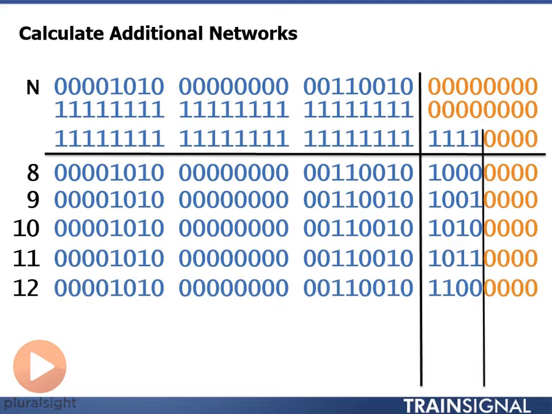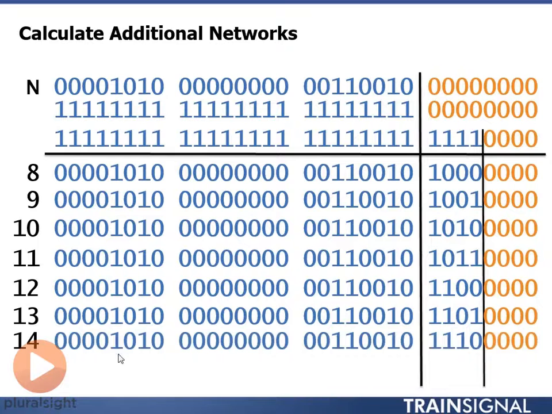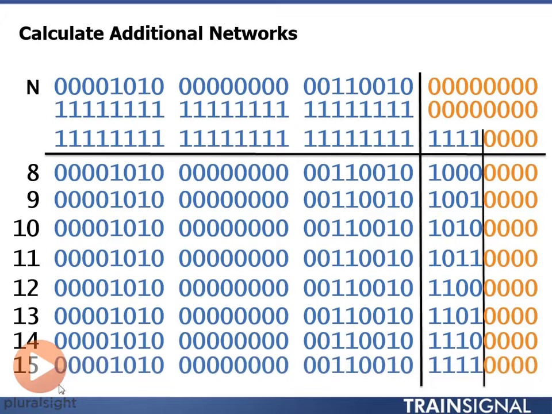Network number 12. 12 in binary is 1100. All zeros in our host portion is the network address. Network 13. Convert 13 into binary. Put it into our borrowed bits. All zeros in the host is our network address. 14. 14 in binary is 1110. All zeros in the host portion to get our network address. And last, network number 15, 1111 in our borrowed bit section. All zeros in our host portion, we get network number 15.